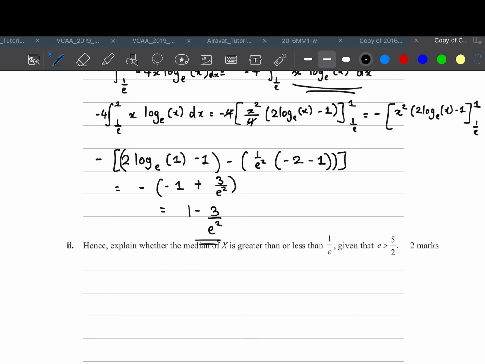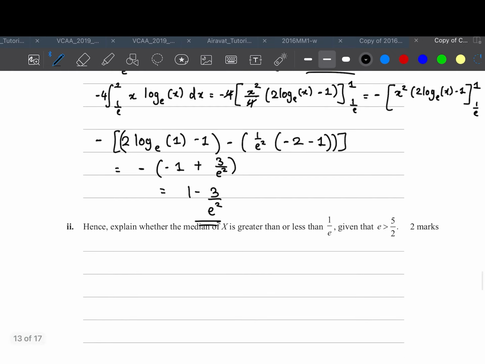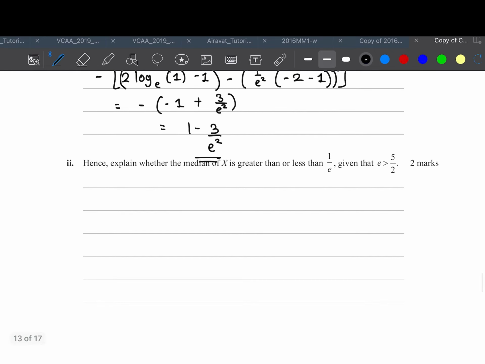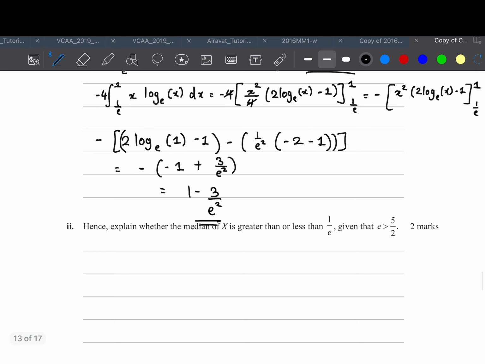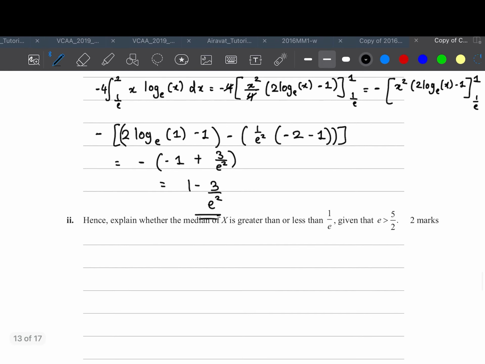Okay, hence explain whether the median of x is greater than or less than 1 on e, given that e is greater than 5 on 2. Now how do I do this? Well, it says hence, and whenever it says hence, we always look up. We always look at what we did in the question and how we can use it to get to the answer of this question. So what I'm going to do is use the information that the probability of x greater than 1 on e is equal to 1 minus 3 on e squared.